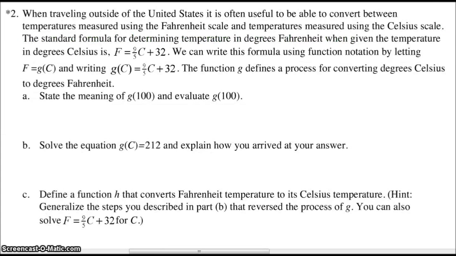Number 2. When traveling outside of the United States, it is often useful to be able to convert between temperatures measured using the Fahrenheit scale and temperatures measured using the Celsius scale. The standard formula for determining temperatures in degrees Fahrenheit when given the temperature in degrees Celsius is F equals 9/5 C plus 32. We can write this formula using function notation by letting F equal g of c and g of c equal 9/5 c plus 32. Notice we simply replace the F with our function g of c. The function g defines a process for converting degrees Celsius to degrees Fahrenheit.